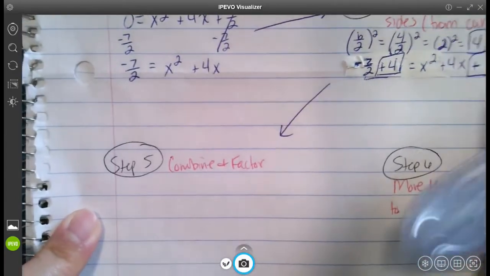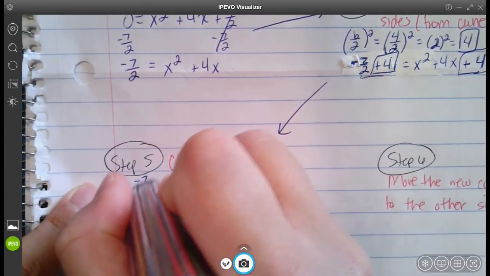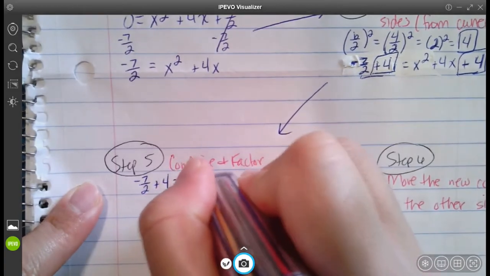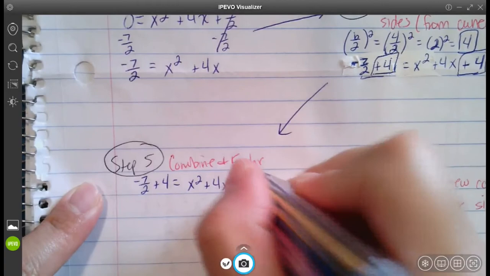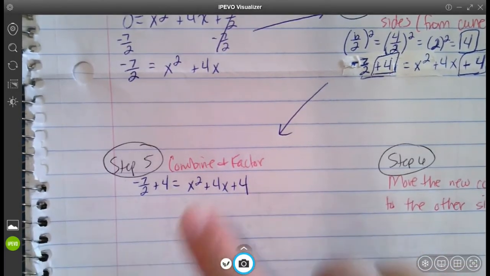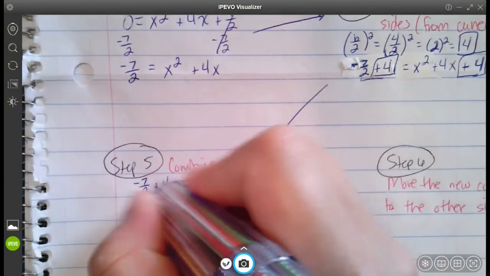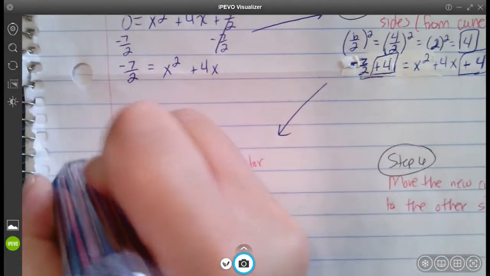This one is just to combine and factor. So what I'm going to do is rewrite what I have: -7/2 plus 4 is equal to x squared plus 4x plus 4. I'm going to combine this side and factor the right side. As a side note, in case you forgot, we are going to have to change this 4 here to a fraction. So here's some side work.